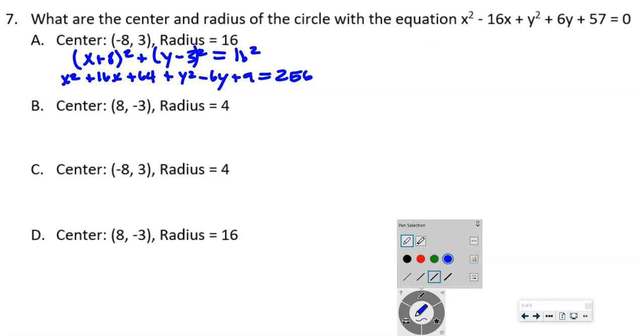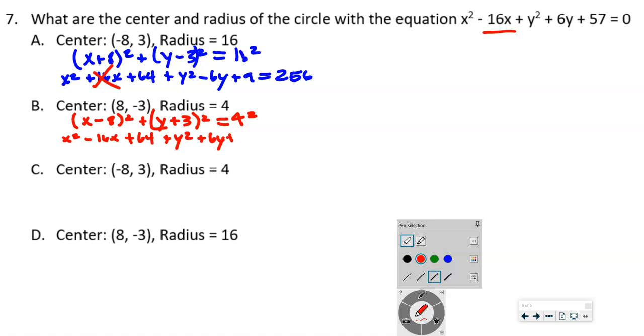So this is a minus, so we got a minus 16x right there, so that's definitely not the right one. Okay, let's do the next one, same thing. So we're going to do x minus 8 squared plus y plus 3 squared equals 4 squared, right? So this is going to be x squared minus 16x minus 64, sorry, plus 64, because negative times negative is a positive, plus y squared plus 6y plus 9 equals 16. Okay, so this time we have the negative 16x and the positive 6y. So those definitely check out. So you guys see what I'm saying? This checks, this checks, this checks, this checks.